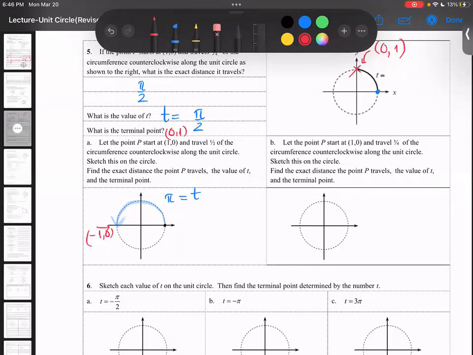Part B, let the point P start at (1, 0) and travel 3/4 of the circumference counterclockwise. So I'm going like this. So the distance the point P travels will be t equals 3 pi half. And the point right there is, well, x is 0, y is negative 1.